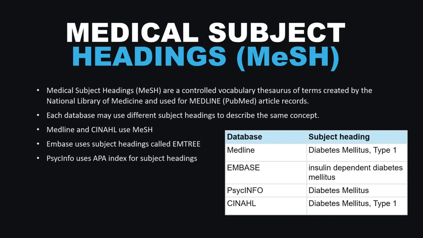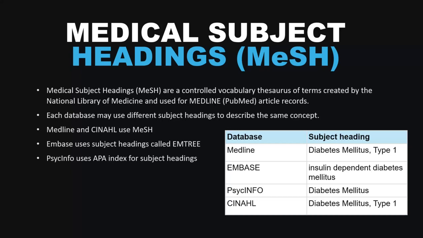Each database may have different subject headings to describe the same concept. That is because Medline and CINAHL use MeSH headings, and we can see in this box to the right that if I was to look for type 1 diabetes in Medline and CINAHL, the subject heading is Diabetes Mellitus, Type 1.